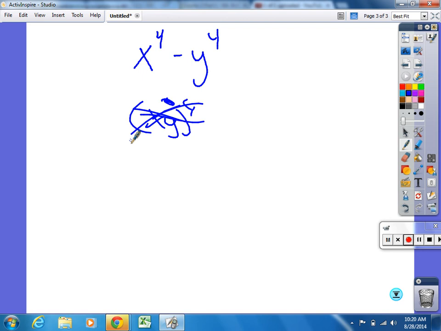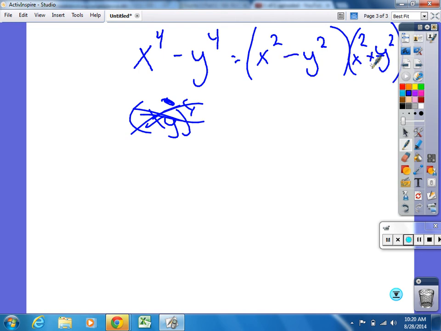We discussed them last time. Remember, aren't they both something squared? Right? And what do difference of squares factor into? Conjugate pairs. So what is the square root of x to the fourth? X squared. What's the square root of y to the fourth? And then, once again, remember, negative and a positive. Those are conjugate pairs.